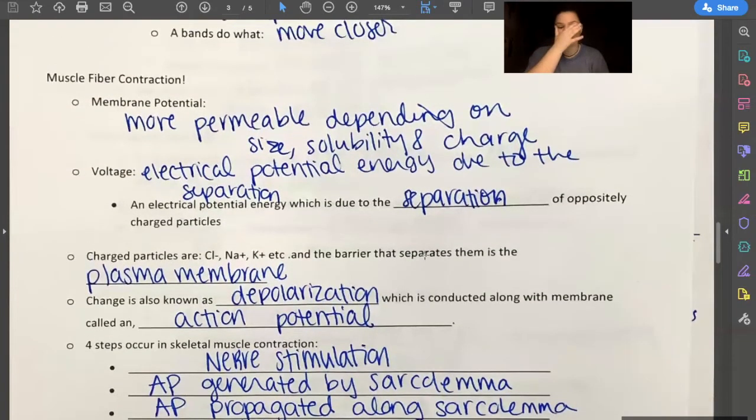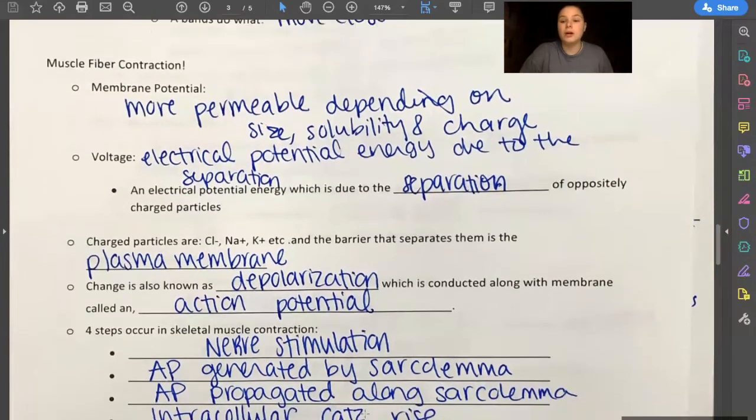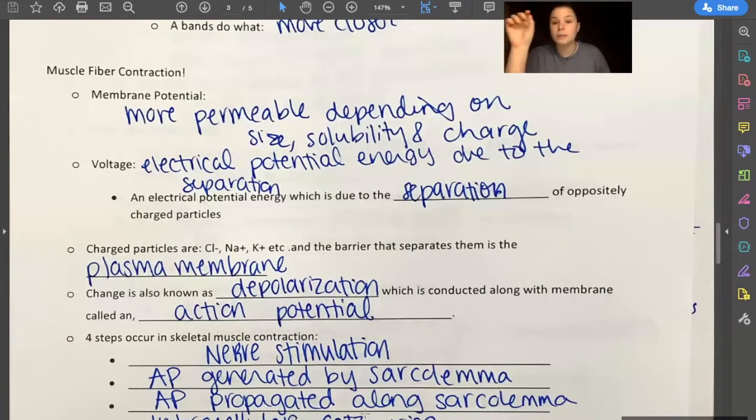Okay, there are 4 steps in skeletal muscle contraction. First, nerve stimulation: we have to have a stimulation to tell us to do something, which comes in through the neuron. Then an action potential is generated by the sarcolemma, which has a lot to do with the changing of ions, an ion difference or gradient or voltage. Then the action potential is propagated along the whole sarcolemma so the whole muscle can contract. Then intracellular calcium concentrations rise, and calcium binds to troponin, which allows us to move the tropomyosin so the filaments can move.